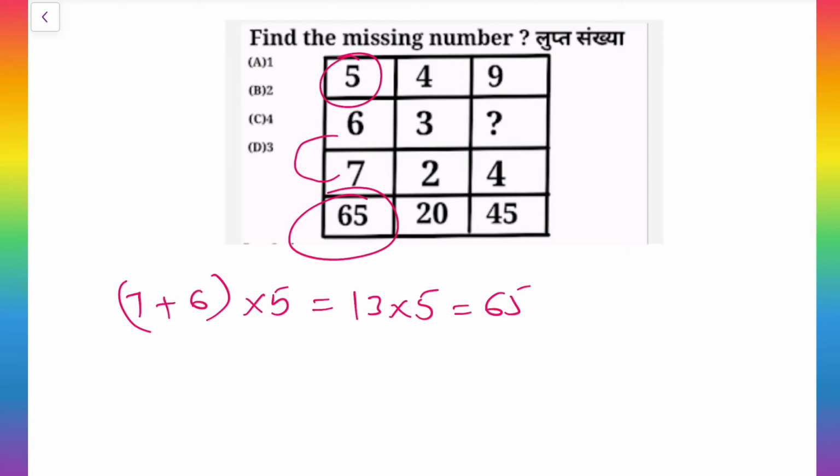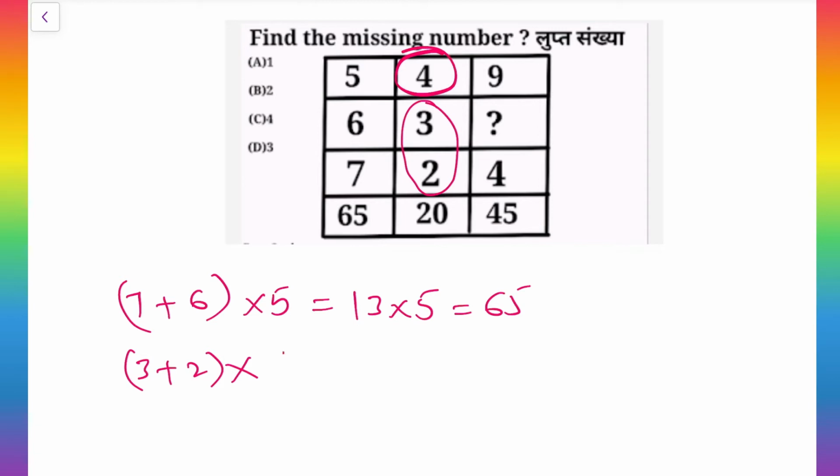Okay, let us check the same logic for the second column also. So first these two numbers I need to add, that is 3 plus 2. That answer I need to multiply with this number 4. 3 plus 2 is 5, 5 times 4, it's nothing but 20. Okay, that's the correct answer. So we can conclude that the logic is correct. Now let us apply the same logic for the last one.